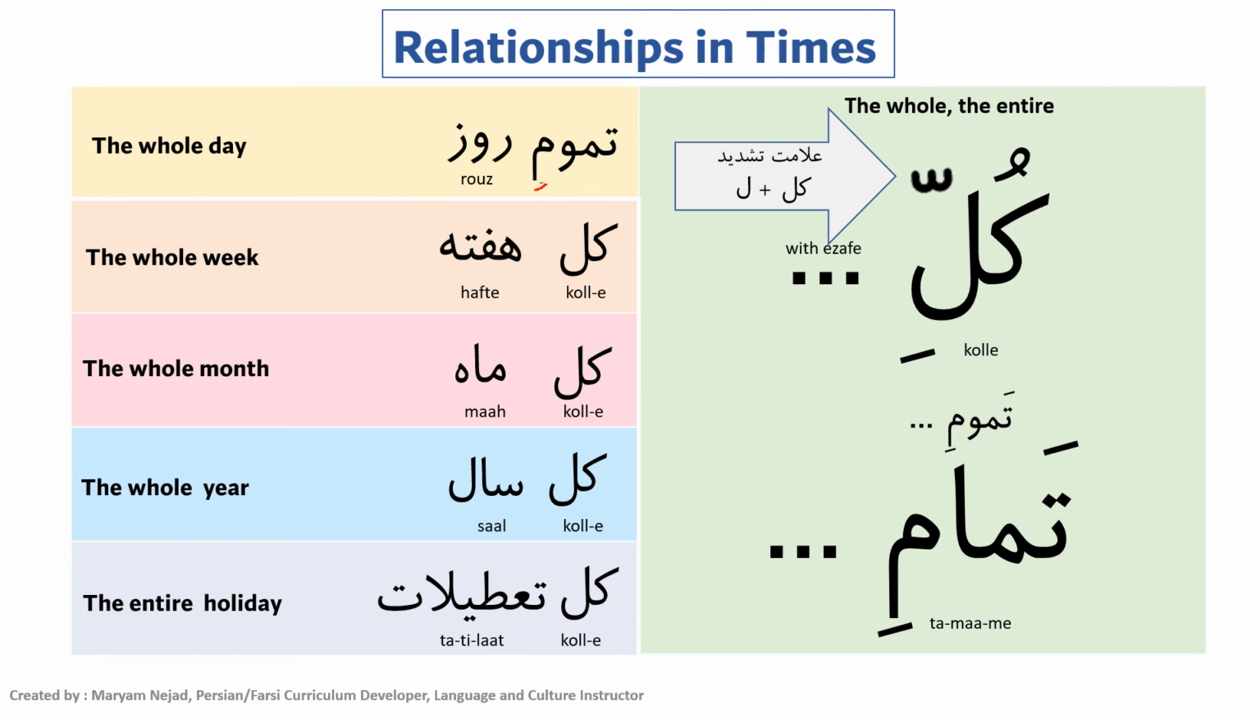All right, let's go over the rest. And please note, tamam and tamum also apply to the rest of them, but I just decided to go with kol to keep it simpler. So kolle hafte, kolle mah, kolle sal, کل تعطیلات. تعطیلات means holidays. The pronunciation is تعطیلات.